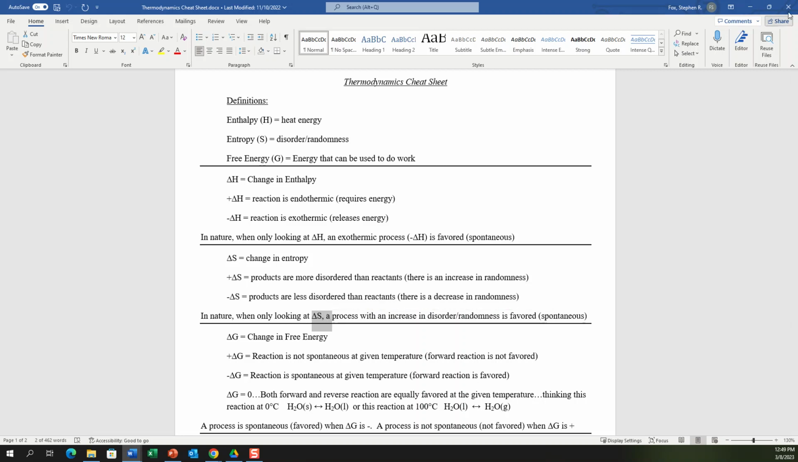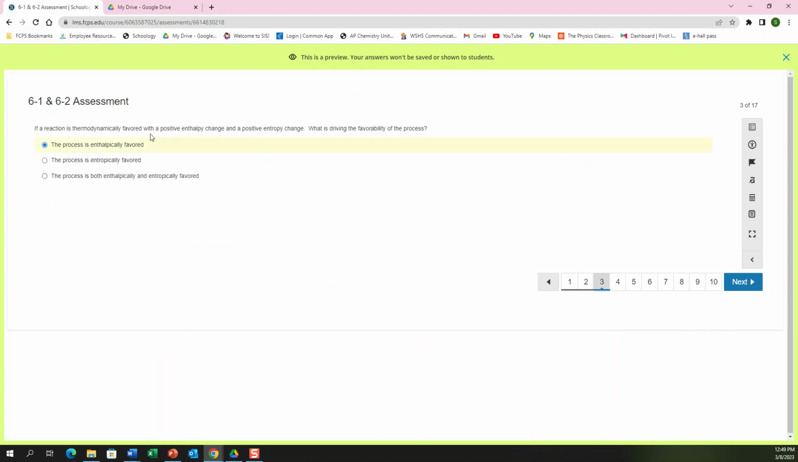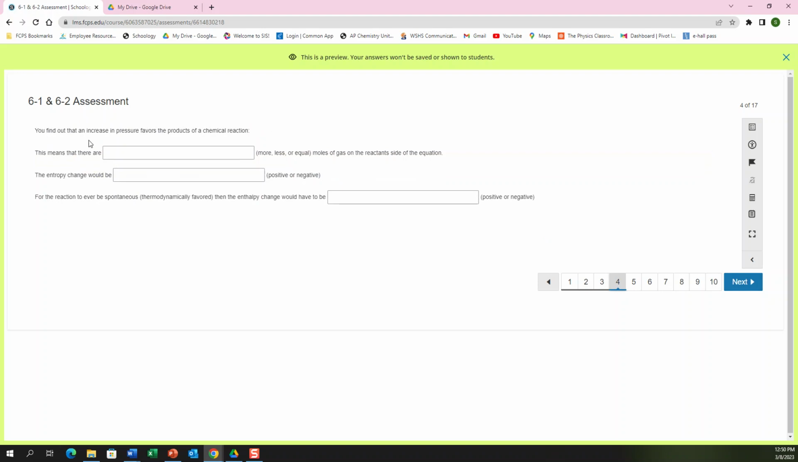So if we go back to this question, a positive delta H is not the favored thing in nature. It's the positive delta S that is. So if the reaction's favored with a positive delta H and a positive delta S, the thing that's favoring it is the entropy change. So the process is entropically favored. Now, if you have a negative delta H and a positive delta S, then the reaction is both enthalpically favored and entropically favored. Okay? But for this case, what's the driving force of favorability? The entropy change in this case. Okay? All right.